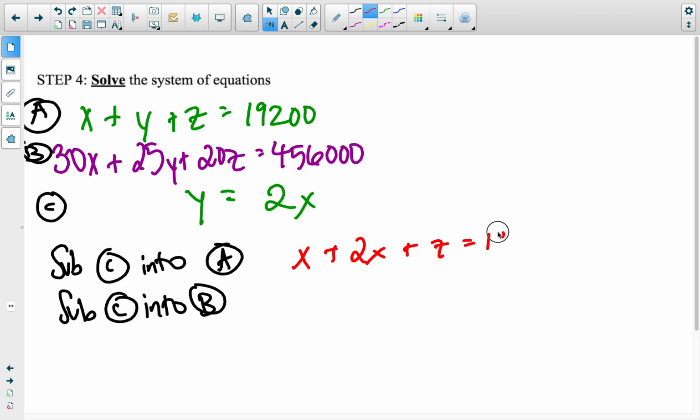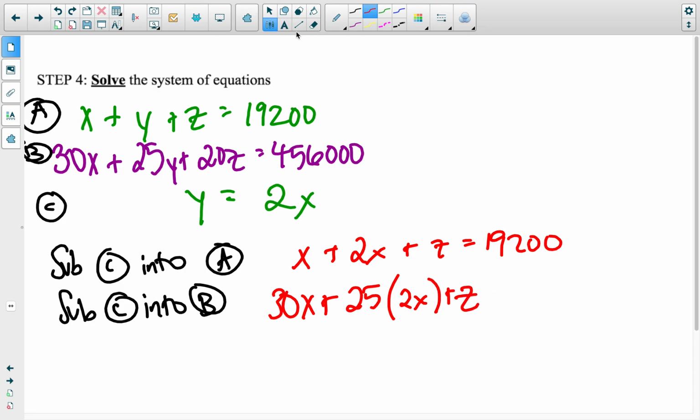Plus z equals 19,200. And then subbing c into b means that 30x plus 25, instead of writing y, I'm going to write 2x plus 20z equals $456,000. All right, so now I have another system of equations that's in two variables.